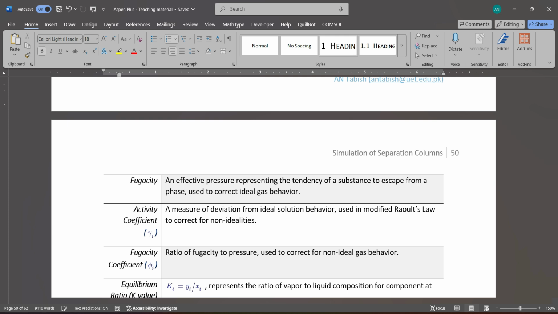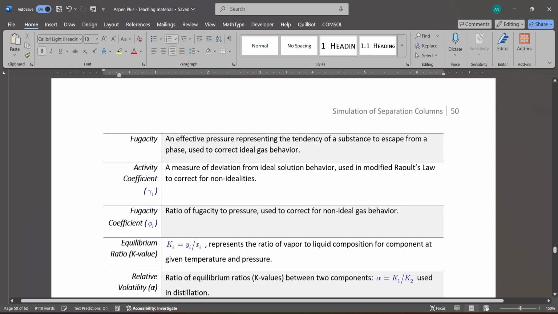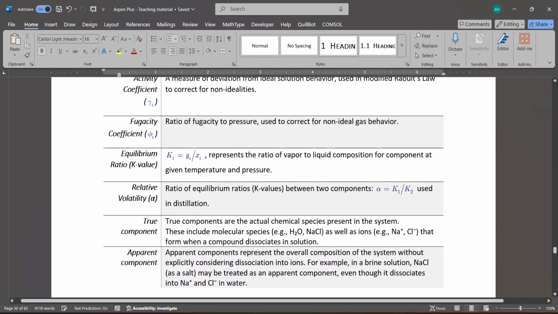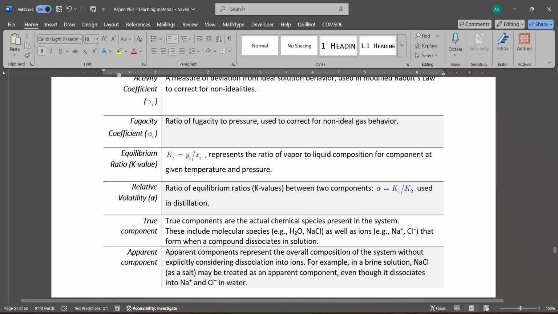A common application is in the modified Raoult's law to correct non-ideal liquid behavior. Otherwise, in general, in all math relations that involve the phase estimation of non-ideal liquids, you will find the application of activity coefficients. Then there is a concept of equilibrium ratio that's commonly termed as the K value. K value is the ratio of vapor composition of a component with reference to its composition in the liquid phase. The relative volatility is the ratio of equilibrium ratios of the two components.